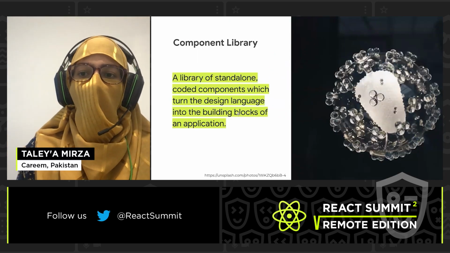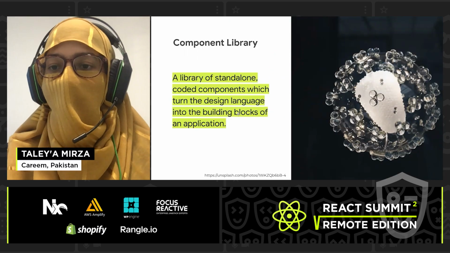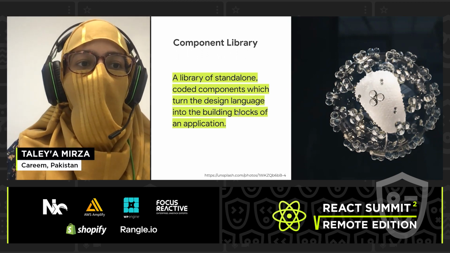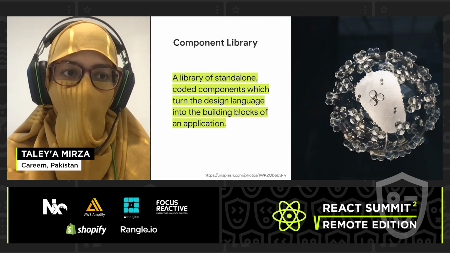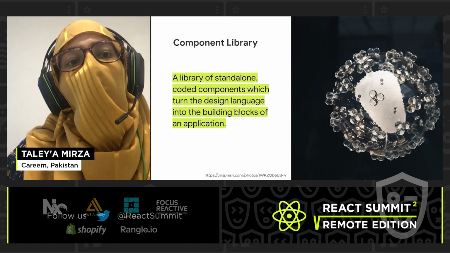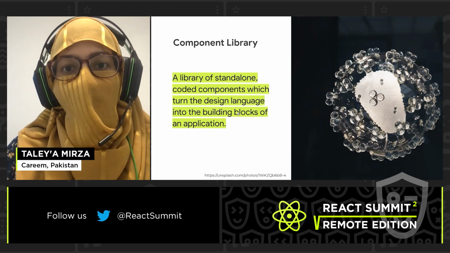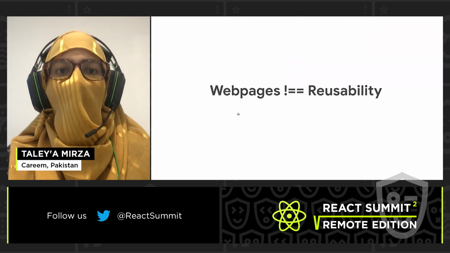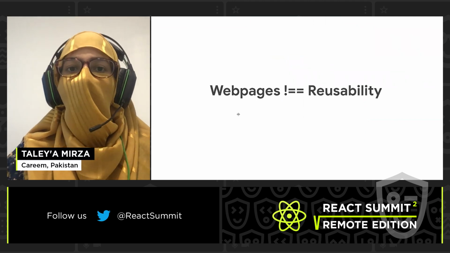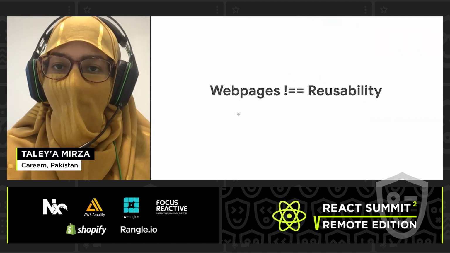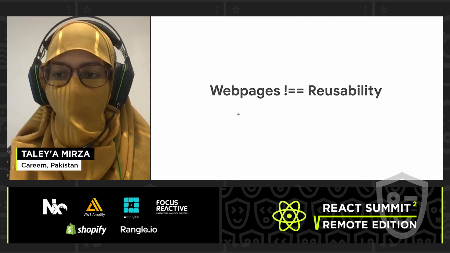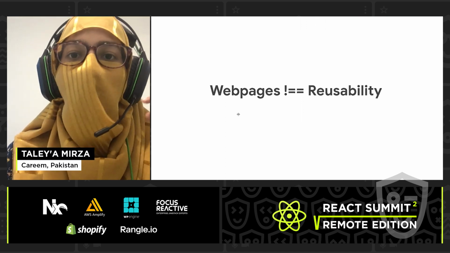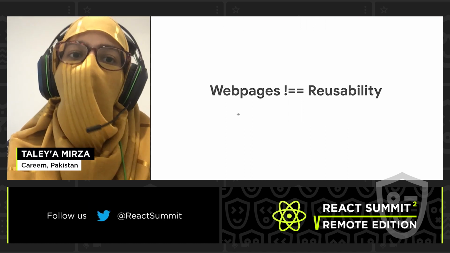After that, we need to code those components that need to be consistent across the product. So component library is a library of standalone coded components which turns the design language into building blocks of the application. So we need to create some reusable components for the product. We all know that in this modern era, when we talk about front-end design, we don't create whole web pages at once.